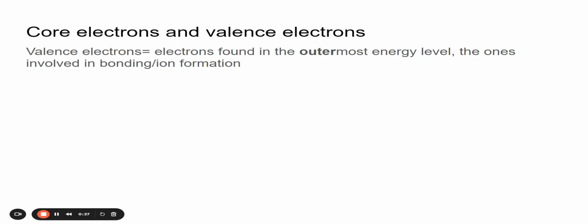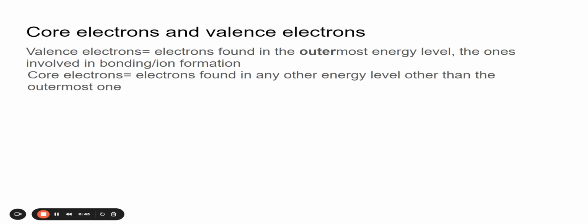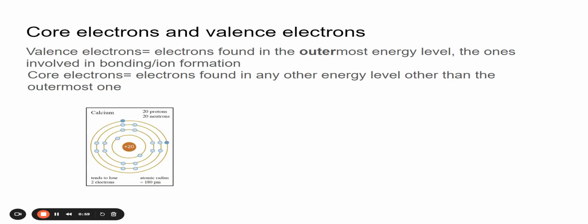Valence electrons are electrons that are found in the outermost energy level. They're the ones that are involved in bonding and ion formation. So they're going to be the ones that are actually way more important to talk about most of the time. Core electrons are electrons found in any other energy level other than the outermost one. So not all elements have core electrons. We'll only spend a little bit more time talking about core electrons this year, but it's an important term to know.